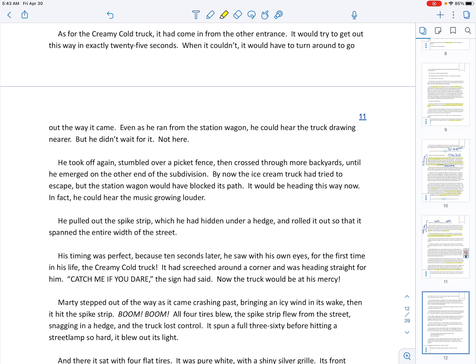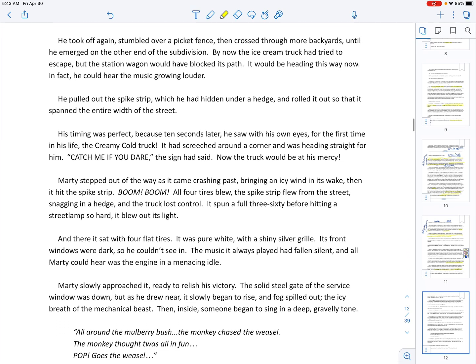As for the creamy cold truck, it had come in from the other entrance. It would try to get out this way in exactly 25 seconds, and when it couldn't, it would have to turn around to go out the other way it came. Even as he ran from the station wagon, he could hear the truck drawing nearer, but he didn't wait for it. Not here. He took off again, stumbled over a picket fence, then crossed through more backyards until he emerged on the other end of the subdivision.